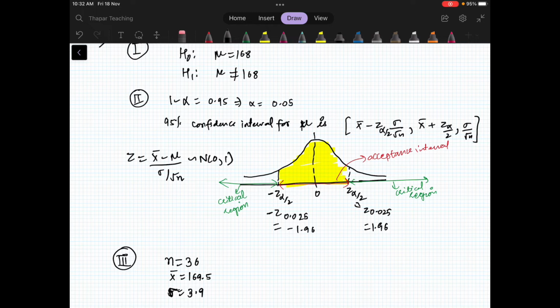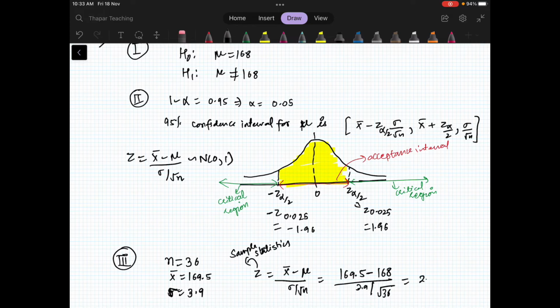Okay, so we know that our statistic z, this is our sample statistic, will be x bar minus mu over sigma by square root of n. X bar is 169.5, mu is 168, upon 3.9 over square root of 36. So this value is 2.31. Now you can see that this value is more than 1.96.